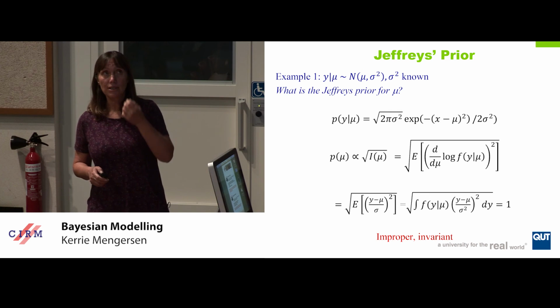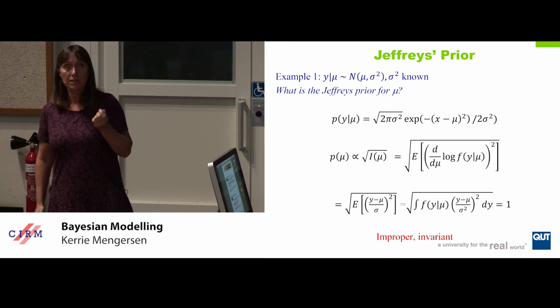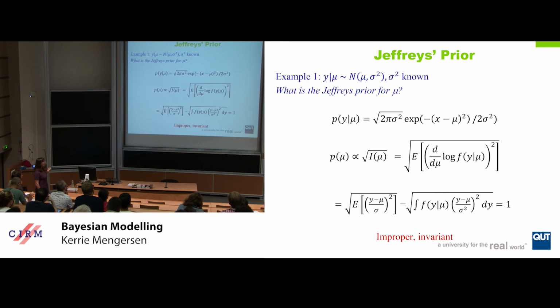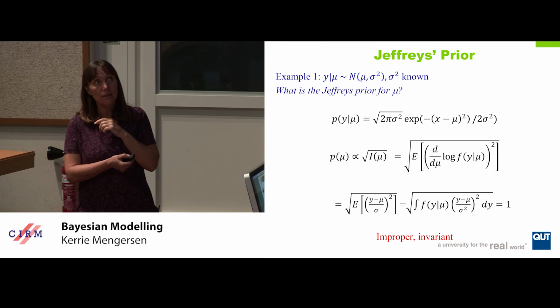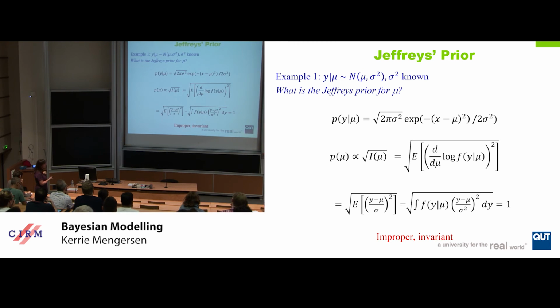So if we look at the Jeffreys prior for our objective prior in this case, we have our normal distribution, how would we say that? So what we're going to do is take our likelihood, which is going to be just our normal likelihood. I'm sorry, that should be 1 on the square root of 2 pi sigma squared there. We take a p of mu.